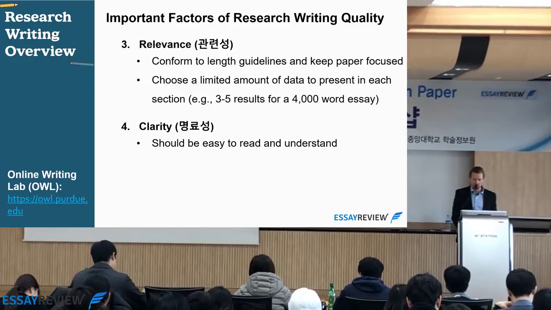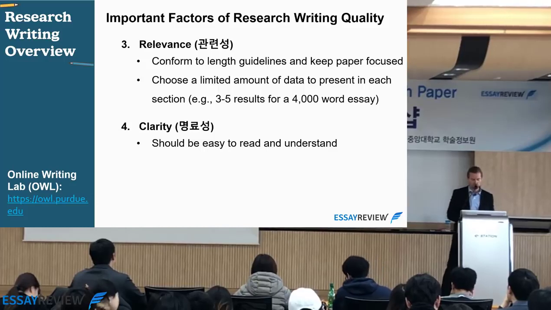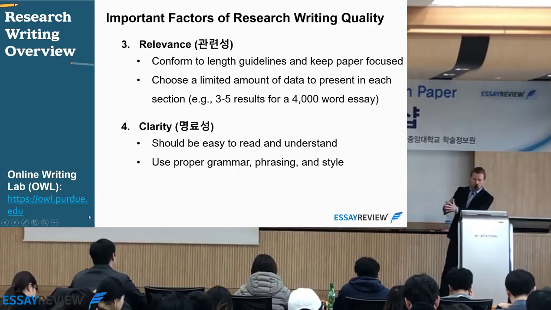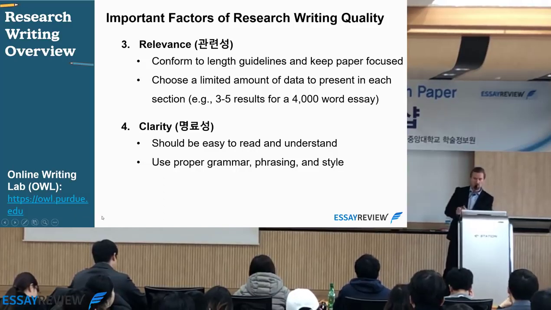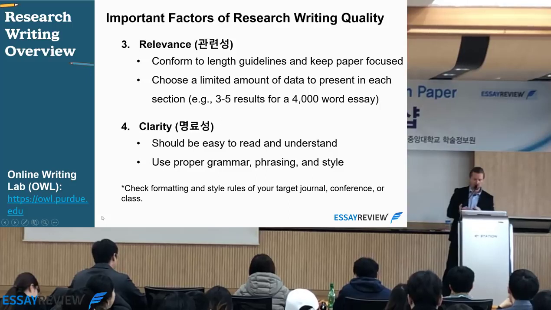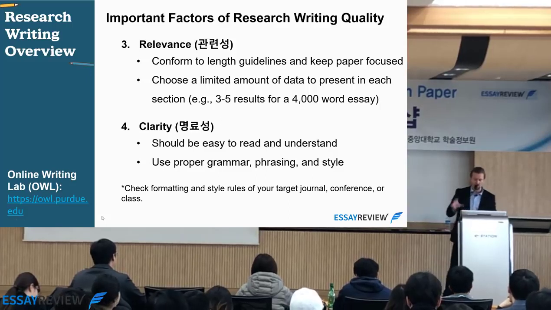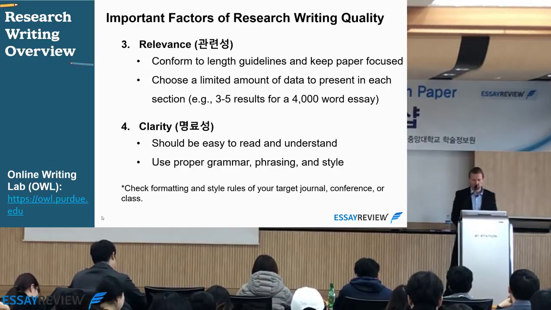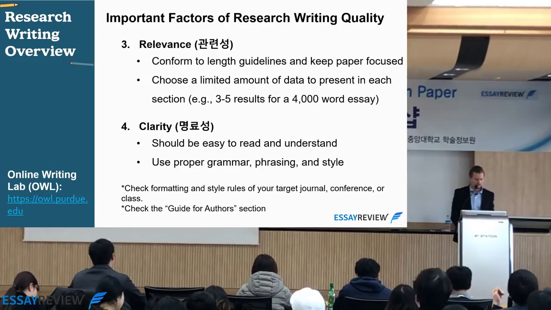Okay, this below, I don't know if you can see, but this is kind of a golden rule for all rules. You want to check the formatting and style rules of your target journal. So if you're applying to, I don't know, Bioscience Monthly, you want to read everything in the for authors section, and you want to read as many articles as possible to get a sense of what their articles look like.